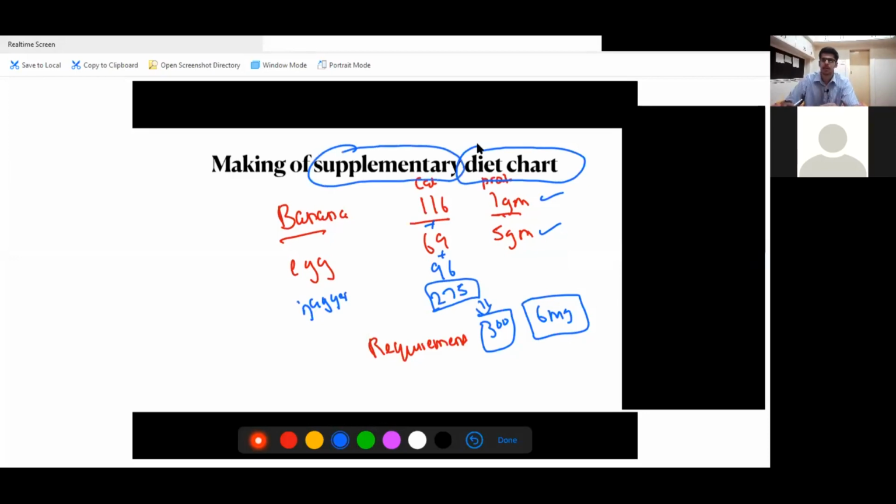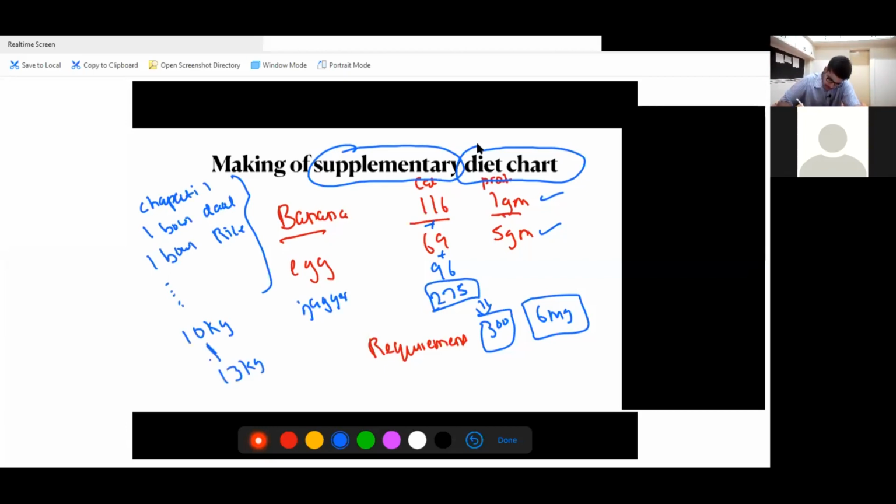That means, for example, now your patient was normally having one chapati, one bowl of dal, one bowl rice, and so on. He was having this every day, but his weight was only 10 kilo, and he was coming under malnutrition. So now, what do you want? You want 13 kilo. So you are trying to bridge this gap, and you bridge this gap by adding how many? 300 extra calories and 6 gram extra protein. So whatever the child was eating first, you have to make it very clear to the parent that whatever he is following, let him follow.